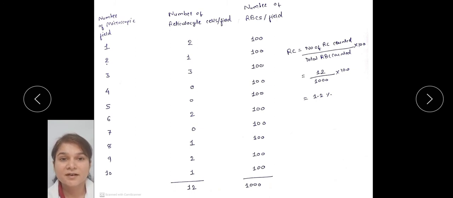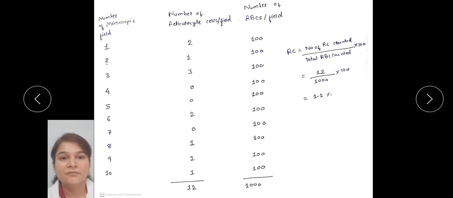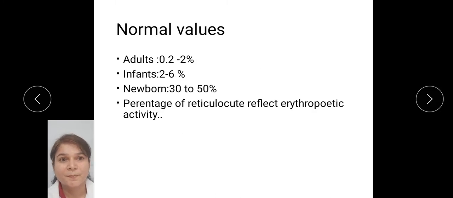So the relative reticulocyte count value is in percentage. Here the number of reticulocyte cells counted is 12. The number of RBCs counted is 1000, multiplied by 100. So the relative reticulocyte count is 1.2%. Again, relative reticulocyte count is the number of reticulocytes counted upon the total number of RBCs counted, multiplied by 100. So here our value is 1.2.